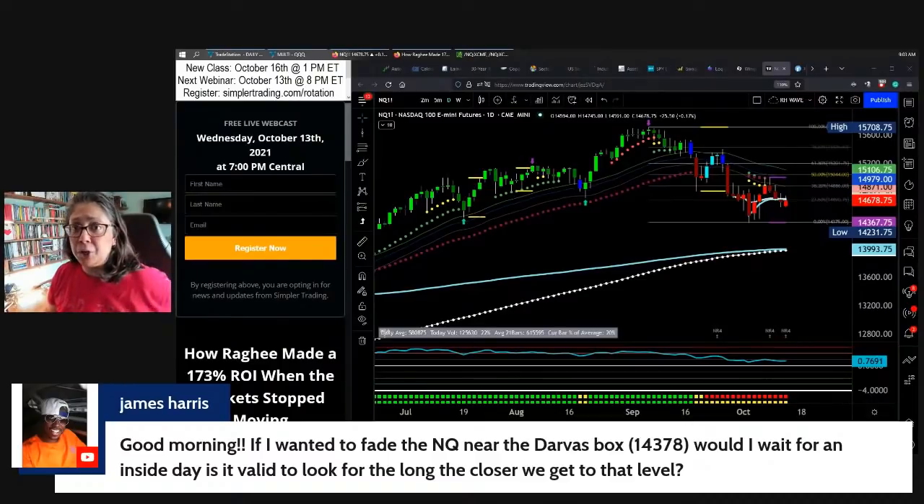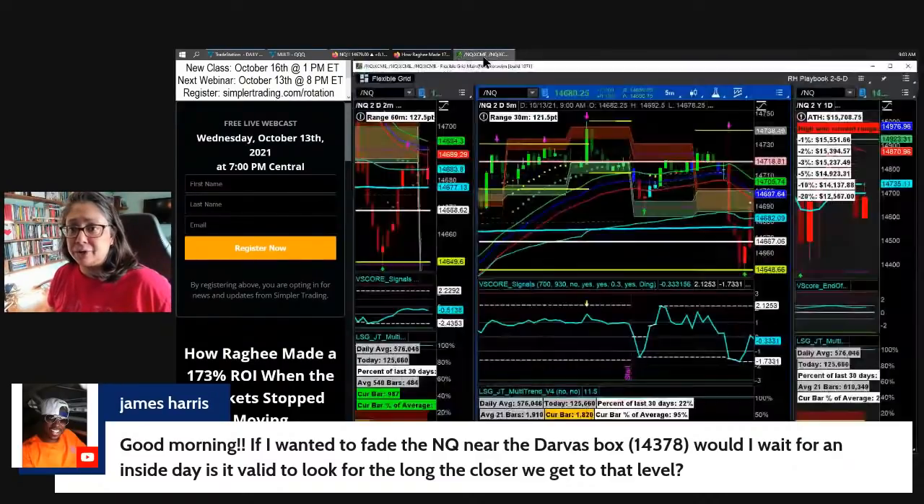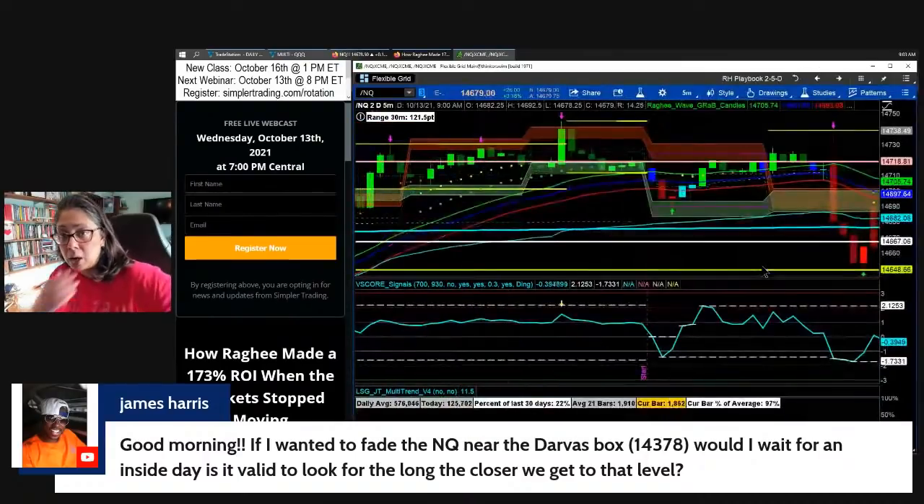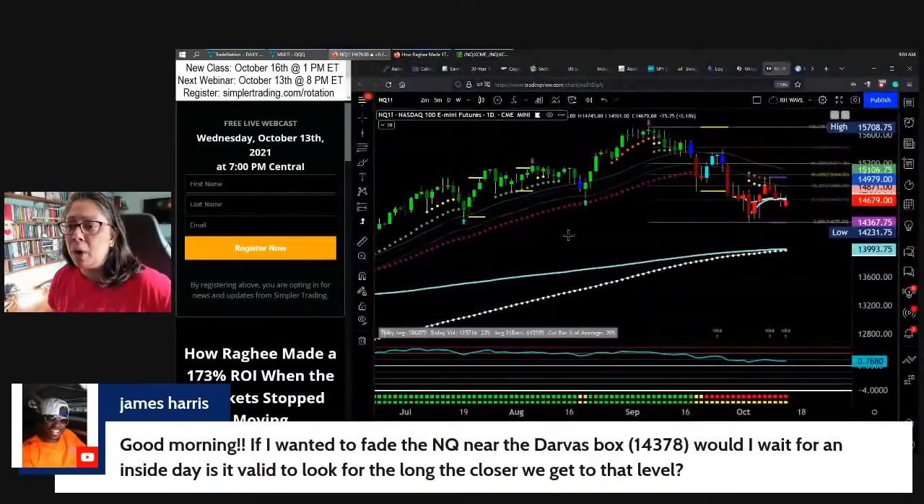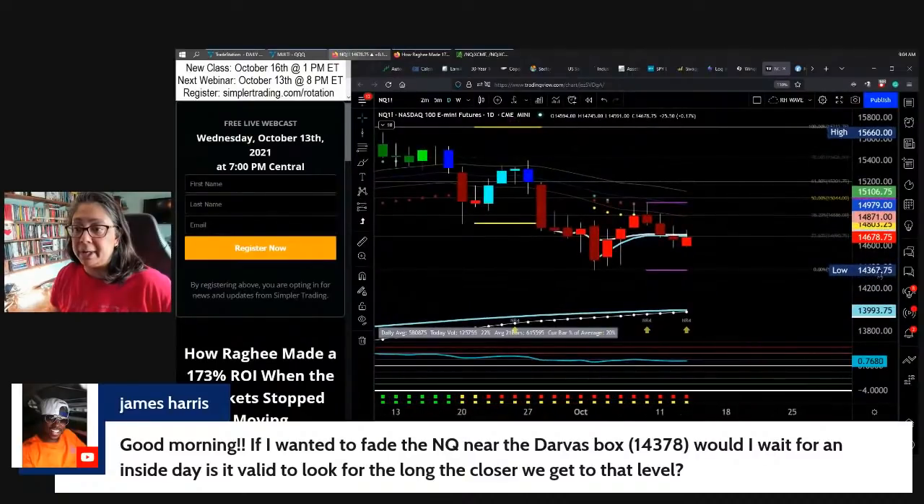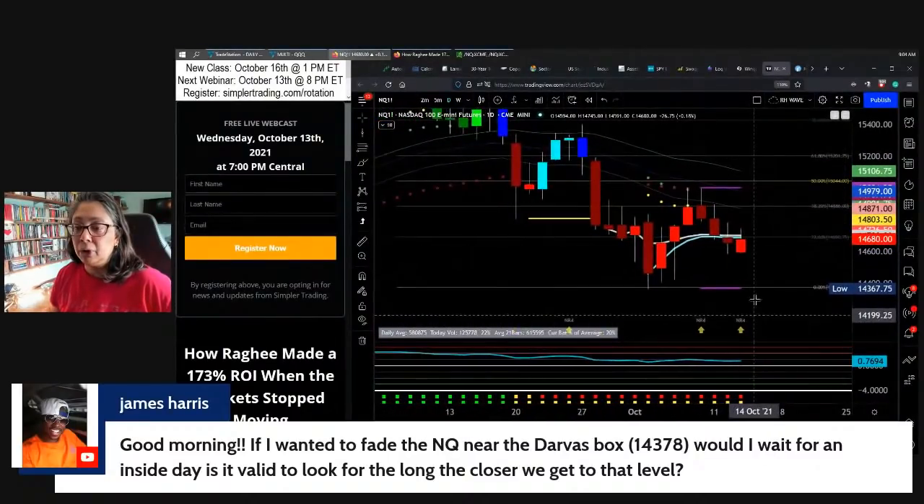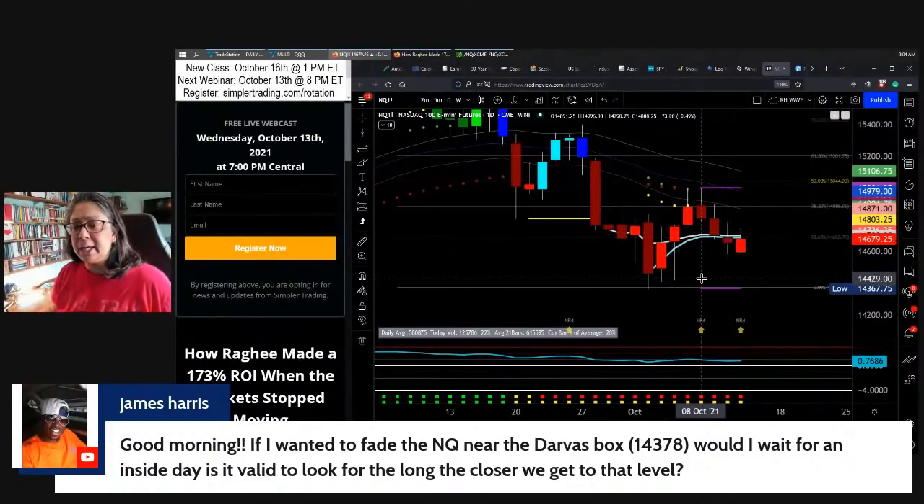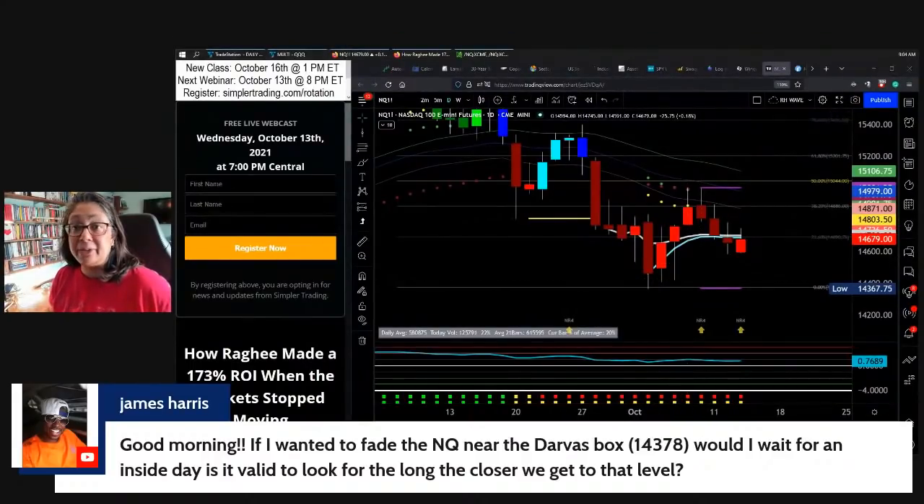I wanted to fade the NQ near the Darvis box. All right, let's go to the intraday. Okay, so I got you. It is an end of day setup. So if you want to fade the Darvis on the NAS, let's zoom in just a little bit here. Two things I really like about fade, and this is actually, if you check out the Friday video, James, this is the same setup we talked about. So here's your zone.